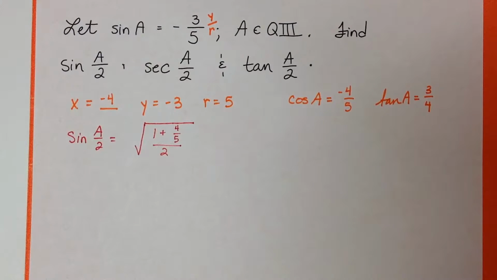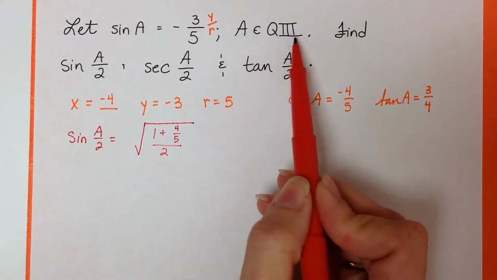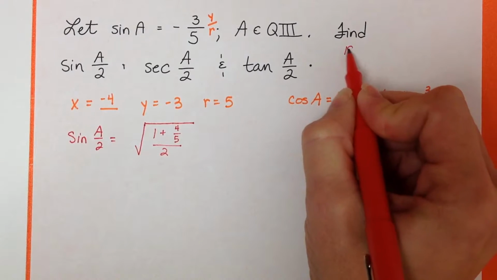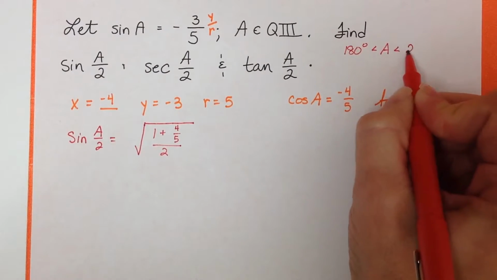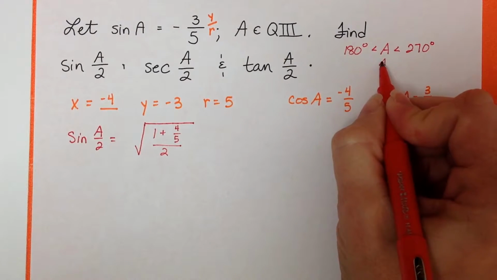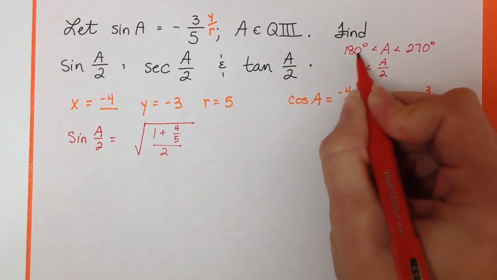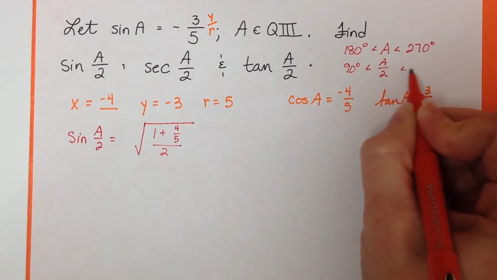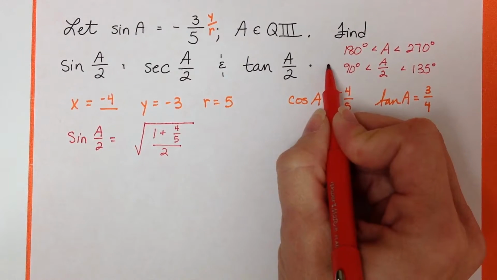Now, what you have to do to determine the plus minus. You're told that angle A is in quadrant 3. Let me just work this up here. Quadrant 3 goes from 180 degrees to 270. That's where angle A is located. So half of that, so that just means A divided by 2, but if you divide the A by 2, then you have to divide each of these values by 2. So this would be 90 degrees to 135 degrees. This describes quadrant 2.